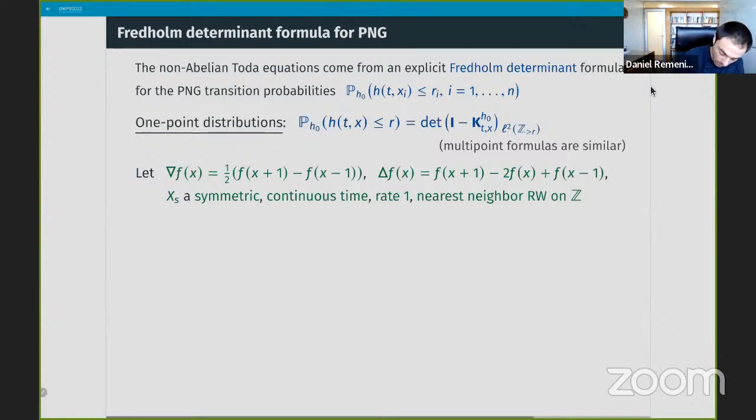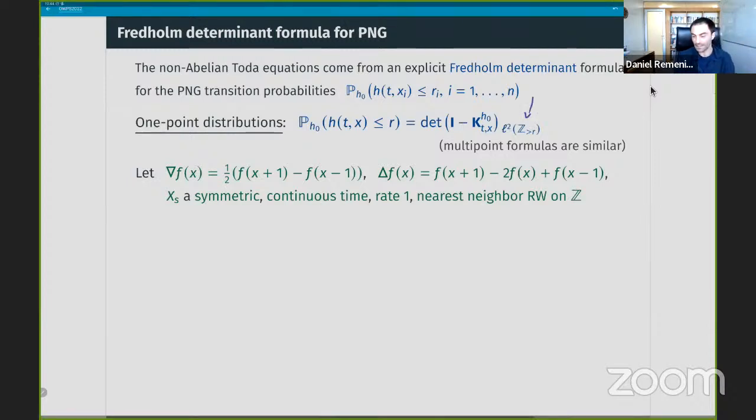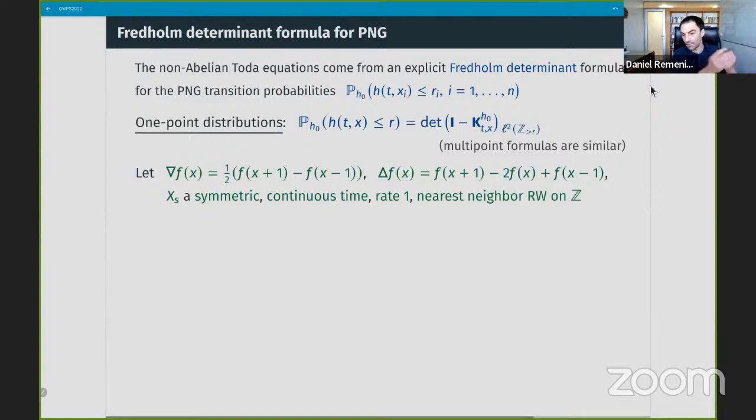And so these one-point distributions are going to be given by a Fredholm determinant, which takes place in the space little ℓ² of ℤ larger than r. You don't really need to worry about that. K is a kernel, and I'm going to tell you what the kernel is, but you can think of it as an infinite matrix. I is the identity, the infinite identity matrix. And I'm going to compute the determinant of this infinite matrix in the most natural way. That's what's called the Fredholm determinant.